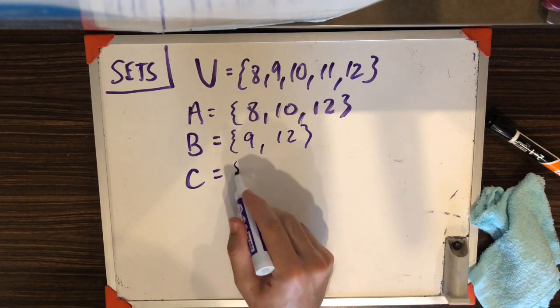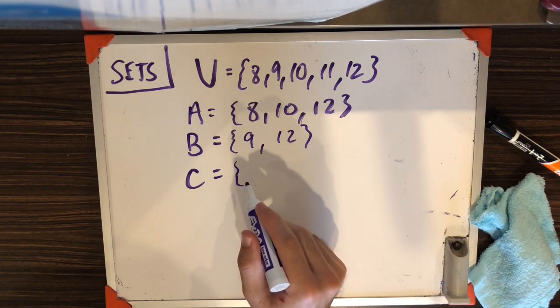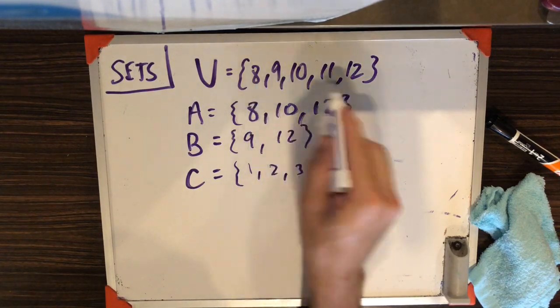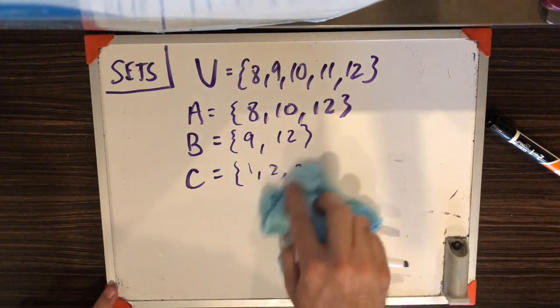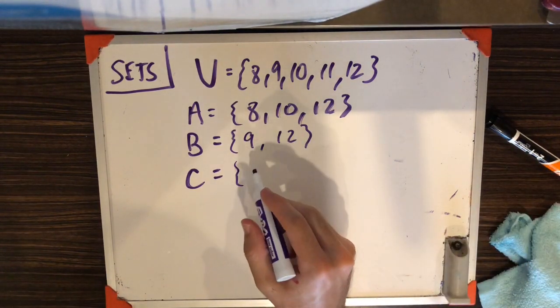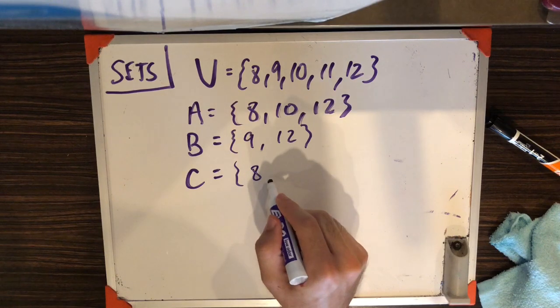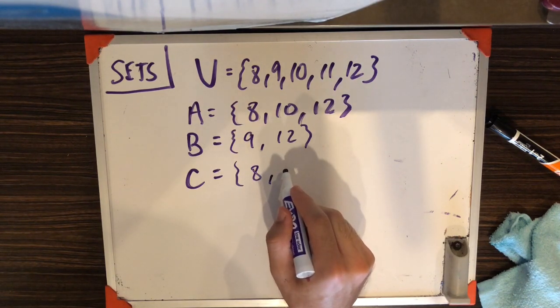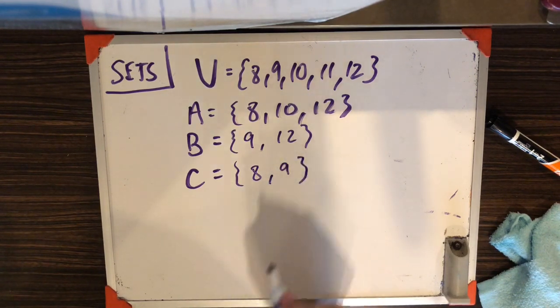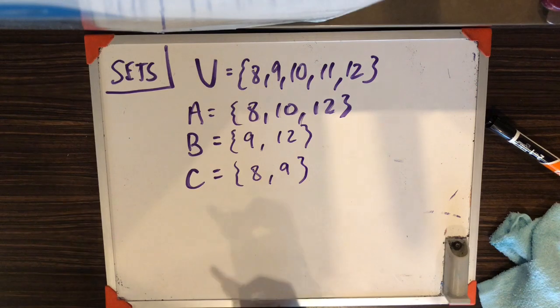C, n is such that n is less than 10 when n is a natural number. Okay, your baby numbers. So less than 10. Well, less than 10, I can start doing 1, 2, 3. Oh, hold on. It's not in my universal set, right? So I cannot choose that. Okay, so this would just be 8, 9, and that's it, right? Just 8 and 9.